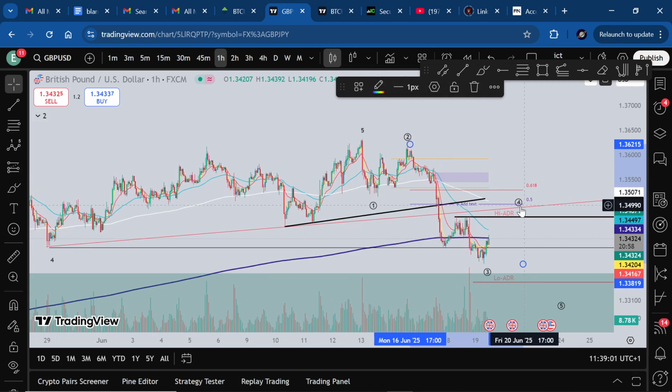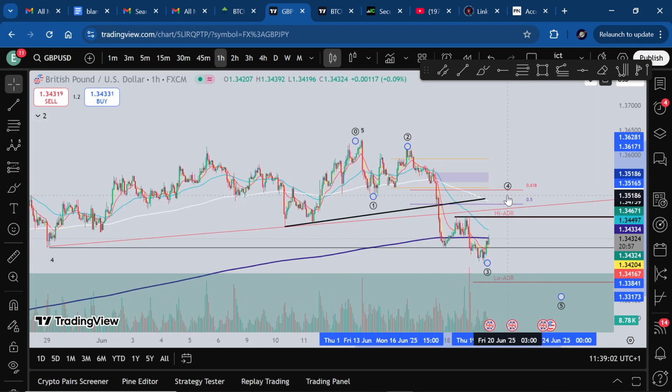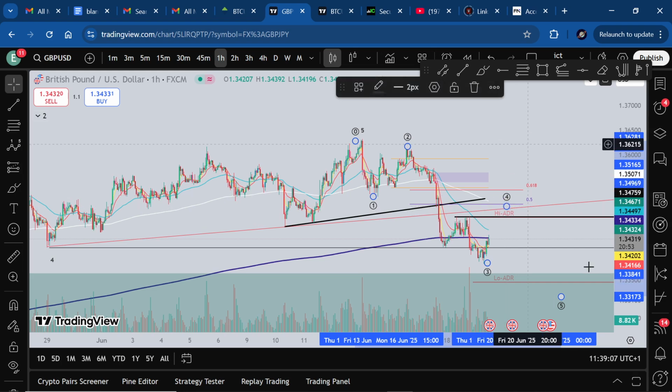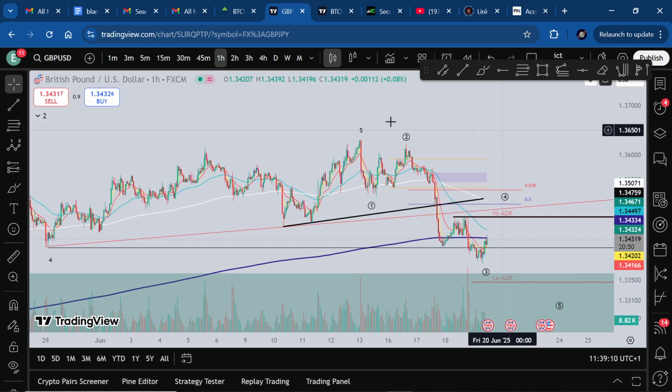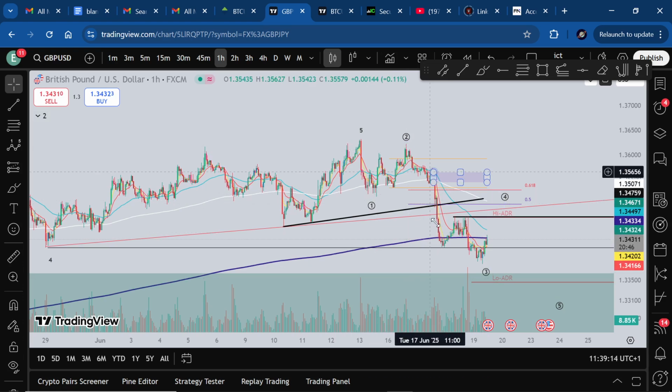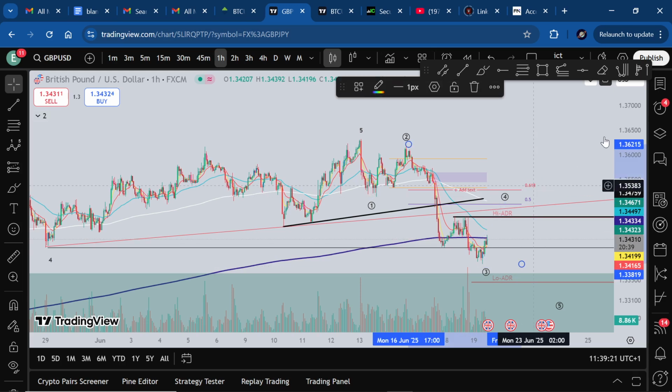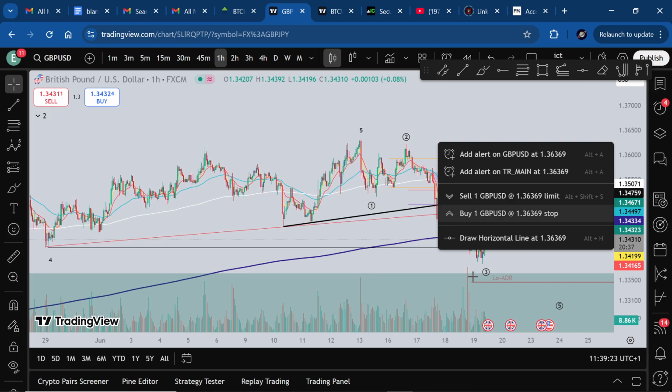Now, if this is correct, and that's the count, okay, we're looking for a 4 then a 5. 1, 2, 3, because inside 3 you've got 1, 2, 3, 4, 5, so that's the 3. We cannot touch this, the 0.618. That would invalidate the fourth wave, okay?